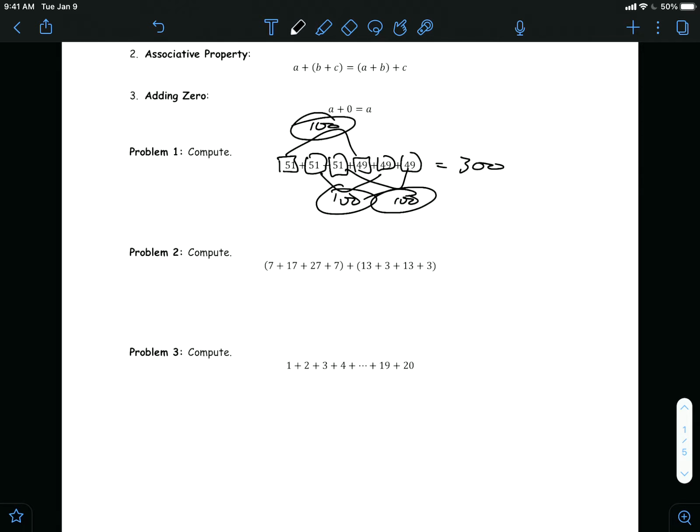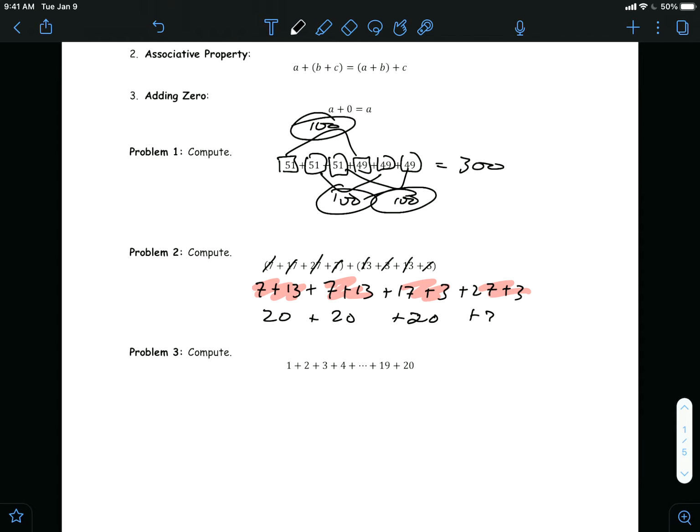So we'll say, well, 7 and 13, that's right. So we could go 7 plus 13. That takes care of those two, and then plus another 7 and 13, right? And then 17 and 3. And then 27 and 3. I've done this strategically so that each one of these clumps turns into a base 10. So we're going to see 20 here, plus another 20, plus 20, plus 30. Okay. Is it 80?